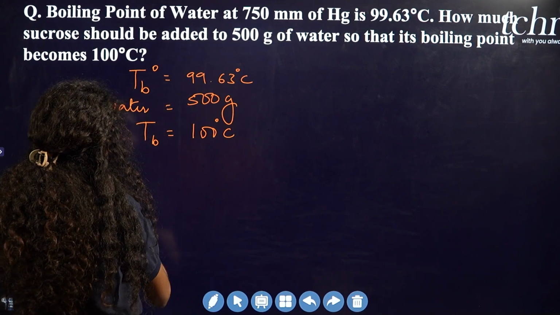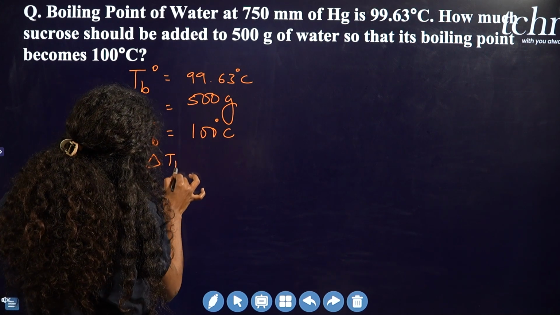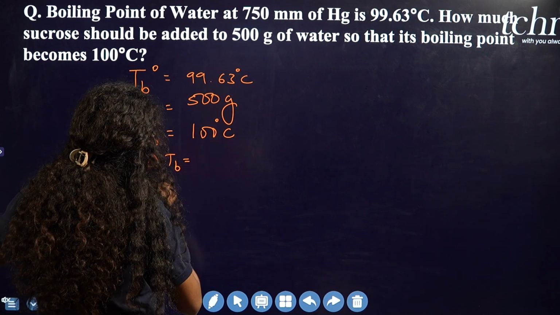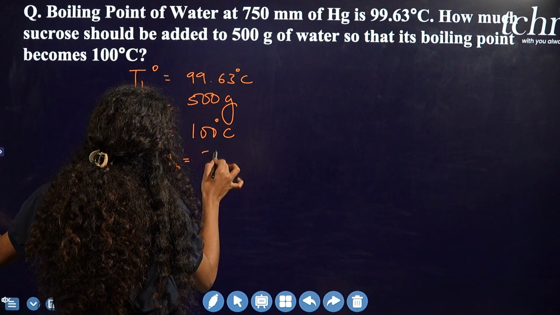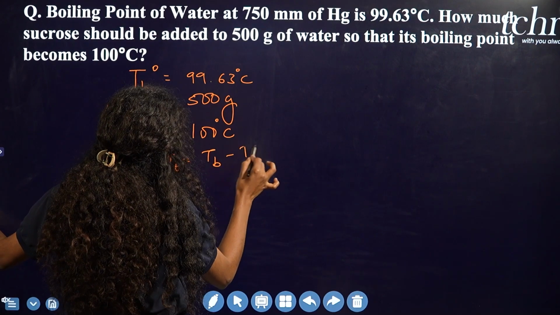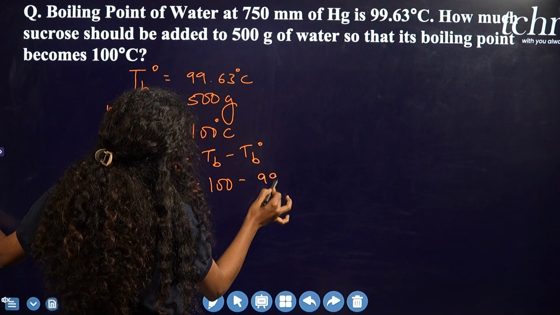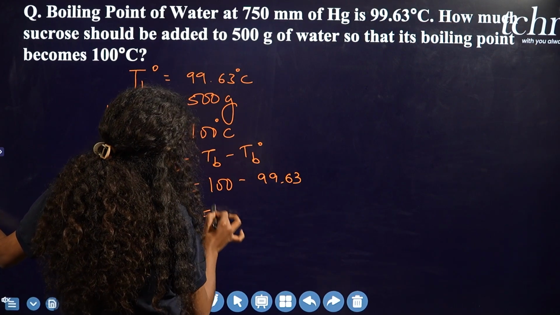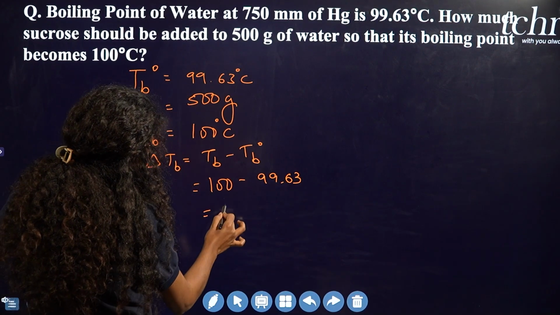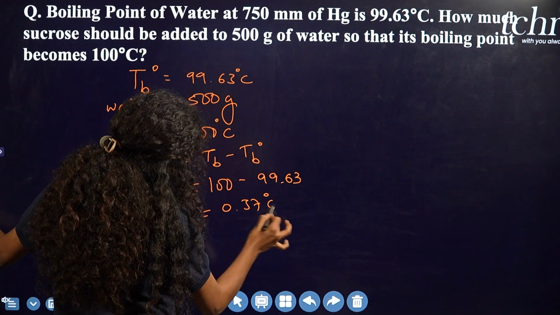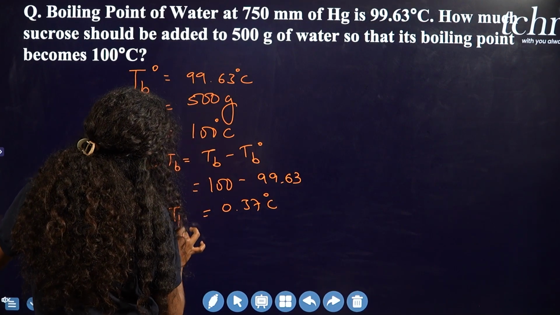Now what I have to do, I have to calculate first delta TB. Delta TB is equal to TB minus TB naught. TB is 100, TB naught is 99.63, so how much will it be? Then it is going to be around 0.37 degree Celsius. This will be delta TB.